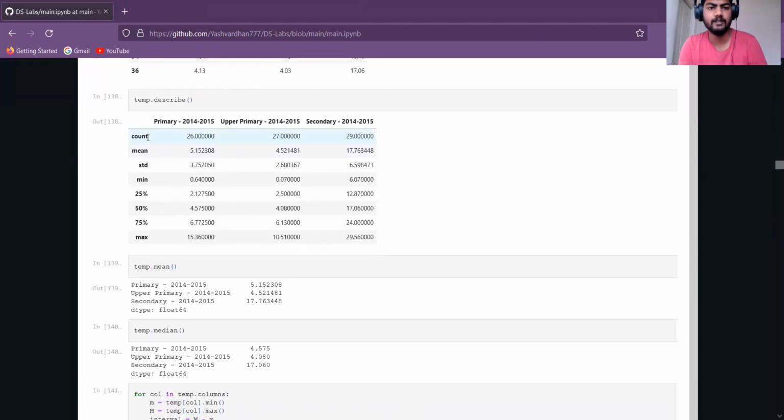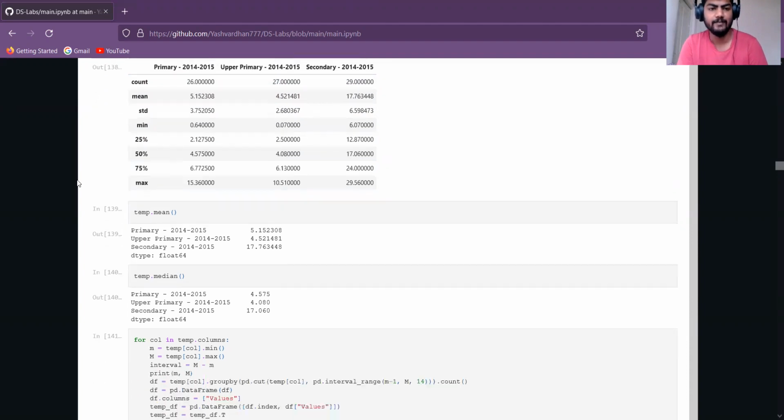From this table, it is quite clear that for the primary sector, for each state, the average count is 26.0. For the upper primary sector, it is 27.0, and for the secondary sector, it is 29.0. Similarly, the mean is 5.15, 4.52, and 17.76. Similarly, the standard deviation, minimum and maximum.